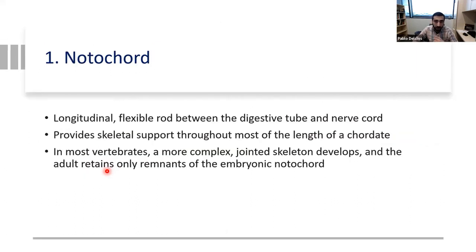So, breaking each of these traits down, the first one is the notochord. It's this flexible rod that ultimately becomes our vertebrate spine. Not all chordates have as complex a structure as we do, but they all have this flexible rod-like structure between the digestive tube and the nerve cord. It gives us a rigid support along most of the length of our bodies.